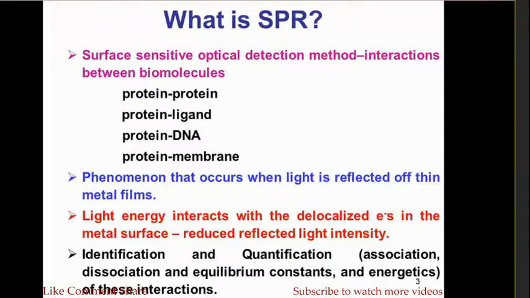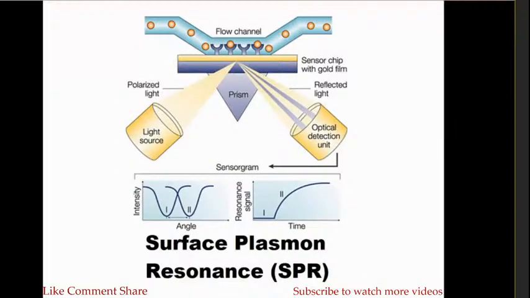The light energy interacts with the delocalized electrons, that is the surface electrons in the metal surface, that reduce the reflected light intensity. Once the light is absorbed on the cell surface, the intensity will automatically reduce. It helps us to understand the light intensity variation. It helps us to understand the surface modification. Here, the light source is passed on the surface, and the samples flow on the surface. If an interaction happens, it absorbs the light, producing less signal. If no interaction happens in this particular portion, then less light is absorbed on the surface, so the light intensity output is high.